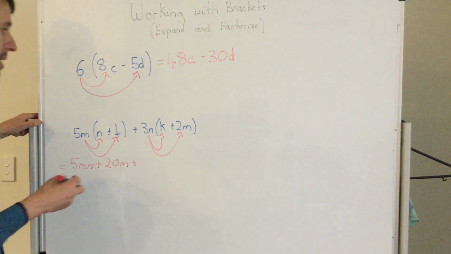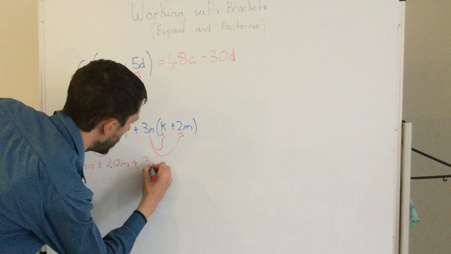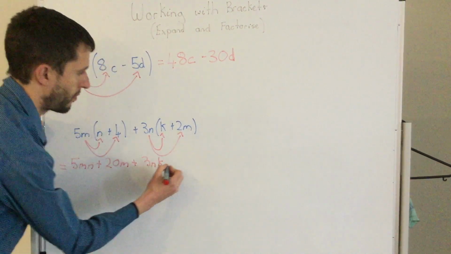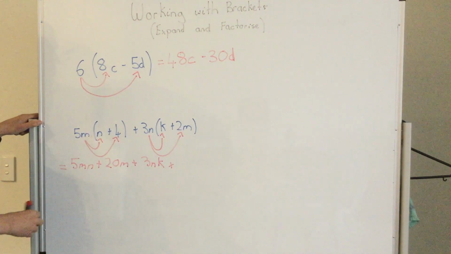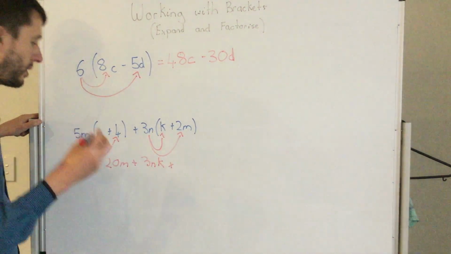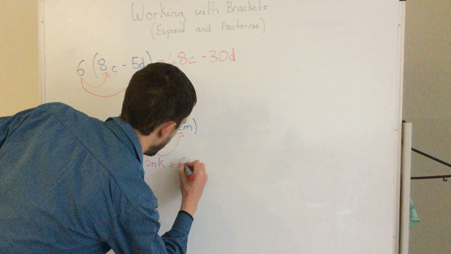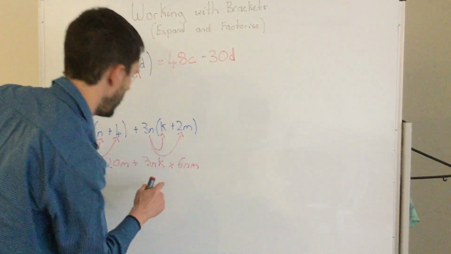3n times k equals 3nk. 3n times 2n. 3 times 2 equals 6. And m.